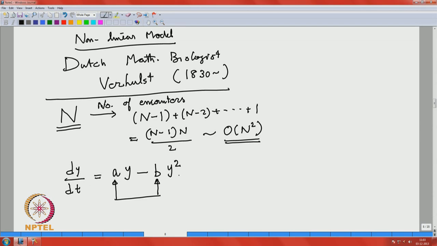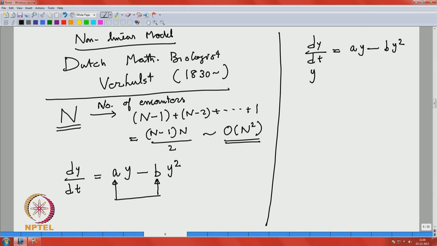So you have a nonlinear model, given by dy by dt is equal to A of y minus B of y square. And suppose at initial time t naught, y of t naught is equal to y naught, so you have a very nice initial value problem. So two steps we want to do here. As I said, we are not going to give you all the details about the problem. I would request the student to go through it and fill up the gaps wherever something is missing.